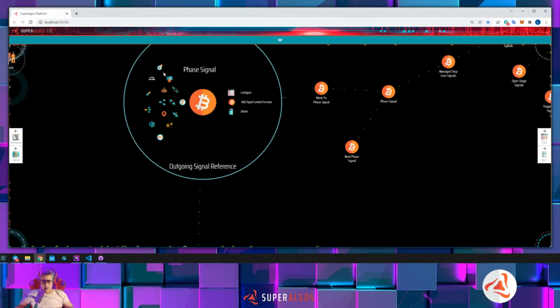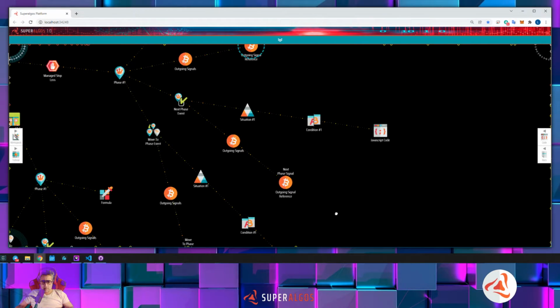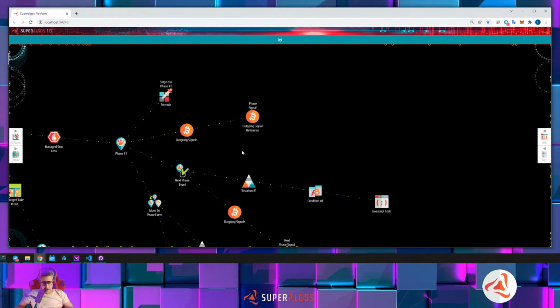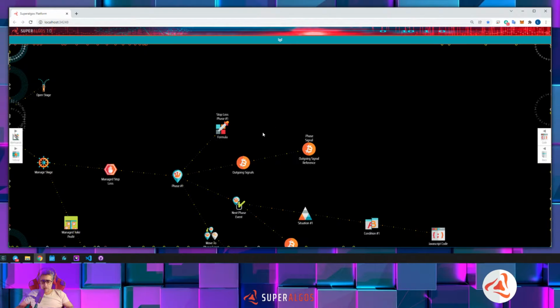Okay, so I cannot say this is wrong. But anyways, the stop loss is not being calculated. So probably the next thing to do in this situation is to go and debug. That's what we're going to do.